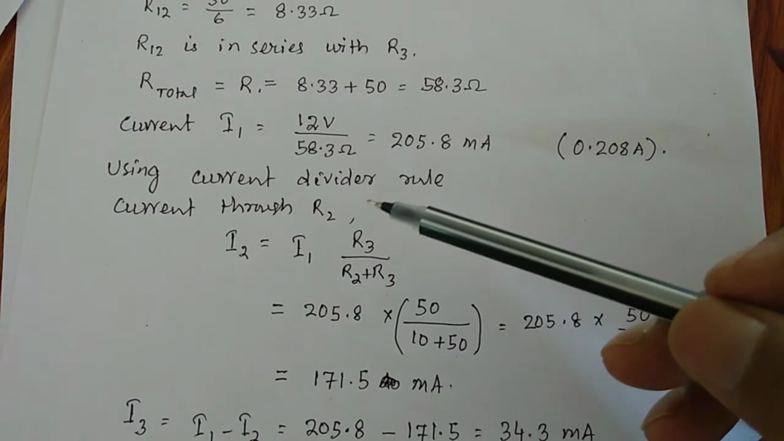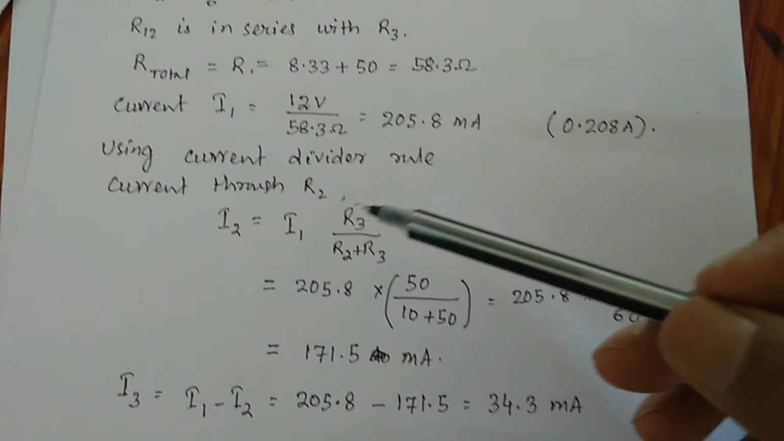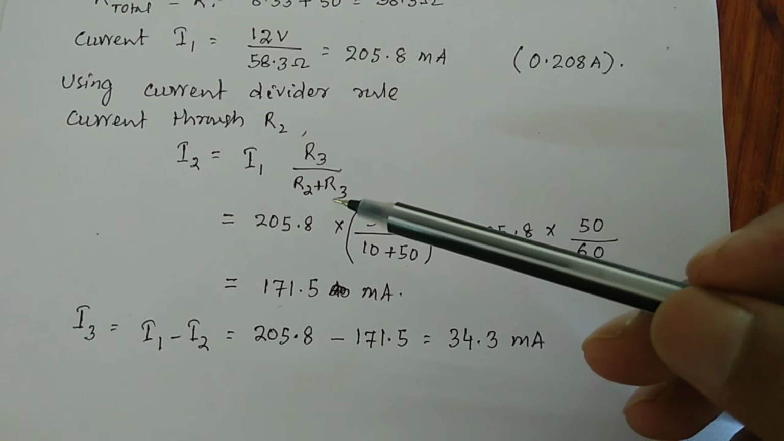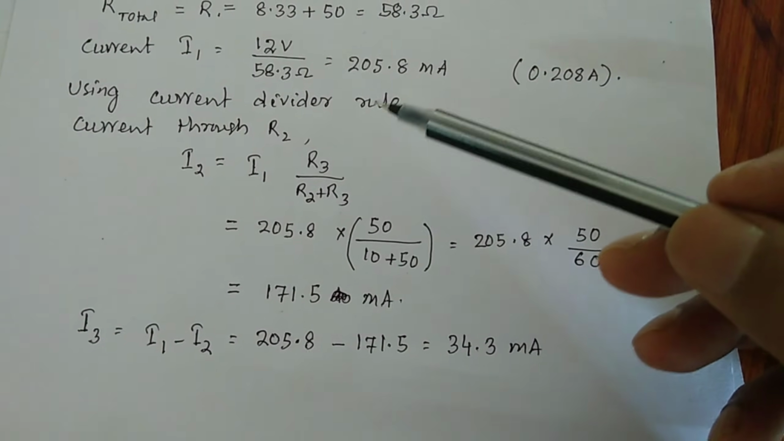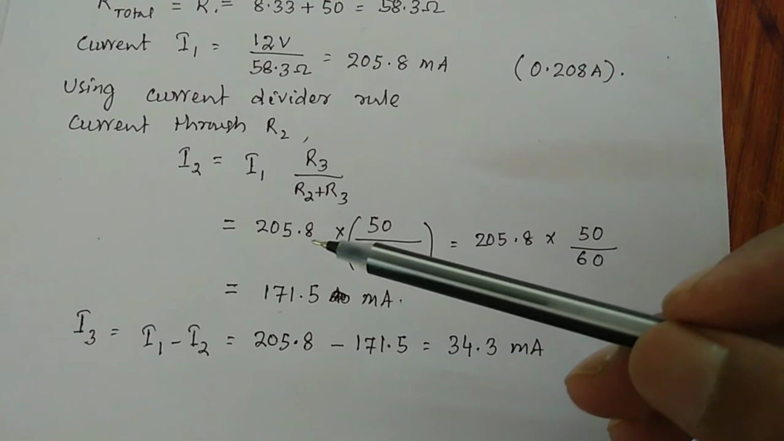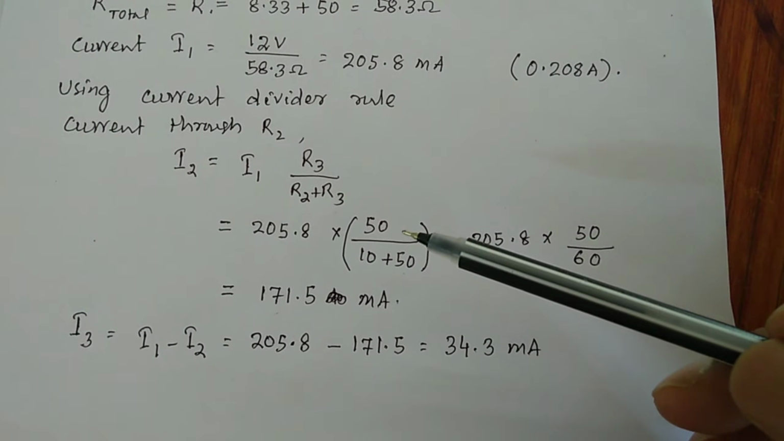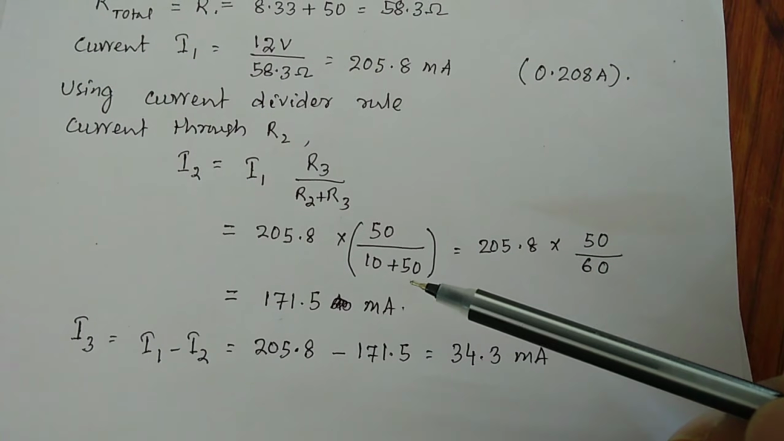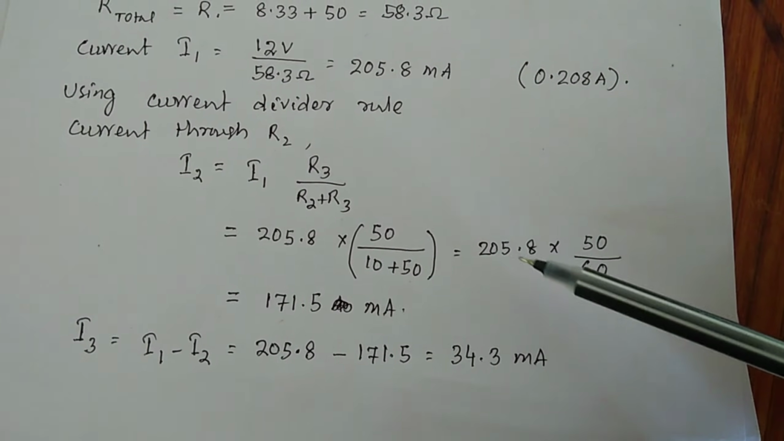And using the current divider rule, which we discussed in the previous video, you can calculate the current I2, the current passing through the resistor R2. For this you use the current divider rule, and the current through the resistor R2 will be equal to 171.5 milliampere.